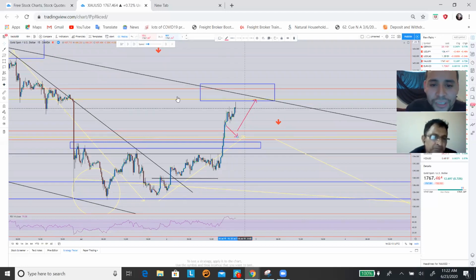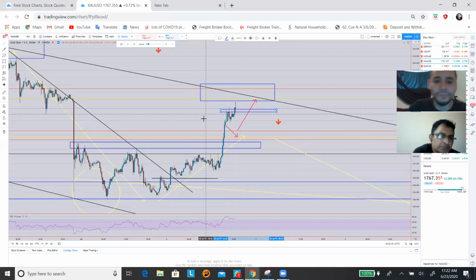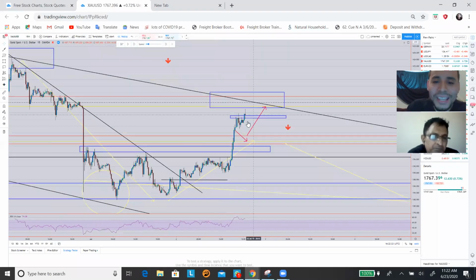See the structure it just made right now, right? Right here. We just broke out of a smaller structure, right? 15-minute. We didn't get the actual retest, right? That I wanted. I wanted something to come down to here, and this would have been a good risk to reward, right?